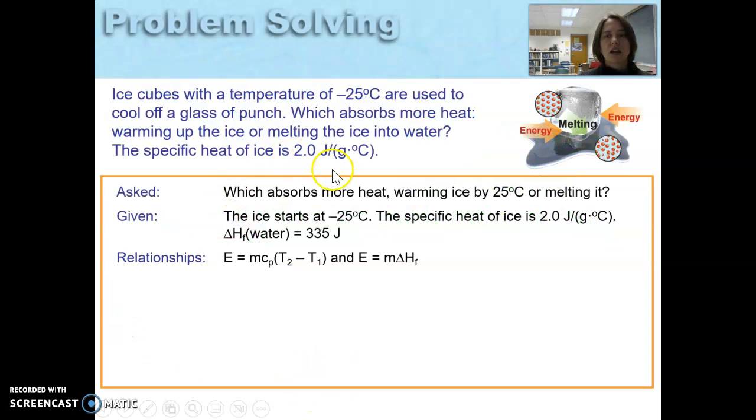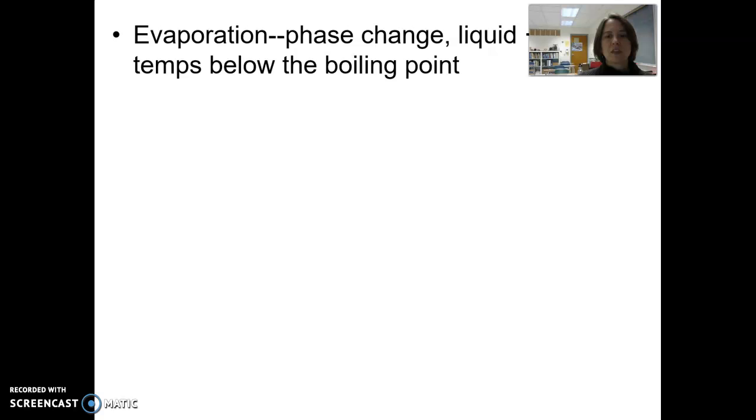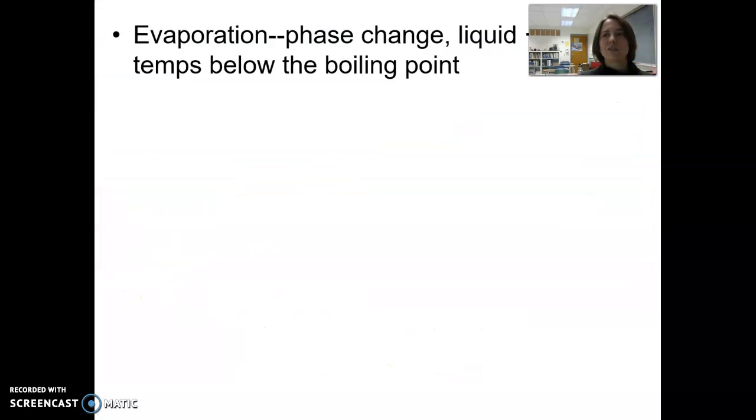Okay, so looking at how the book solved it, they did those two equations just like we did. And they found out 50 joules it takes to heat it up to 0 degrees. And then, let's see, where did we get? 335 joules to melt it, and it takes a lot more to melt it, just like we found.